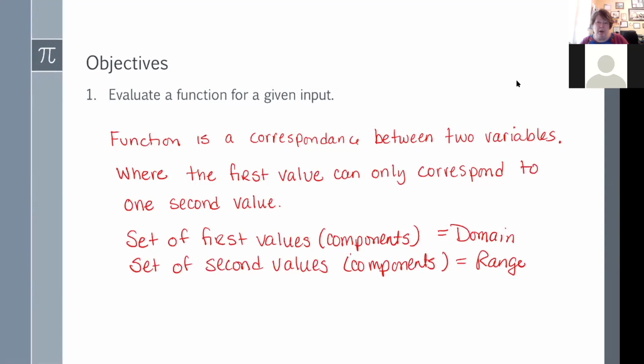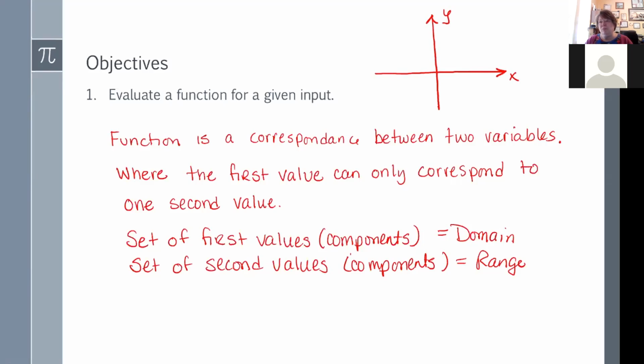And since we are creating a correspondence between two variables, we've already done this. We did this back in chapter 1 when Rene Descartes created the coordinate plane. That's exactly what he did. He created a correspondence between two variables, one of which we called X and the other we called Y. So this has already been done.